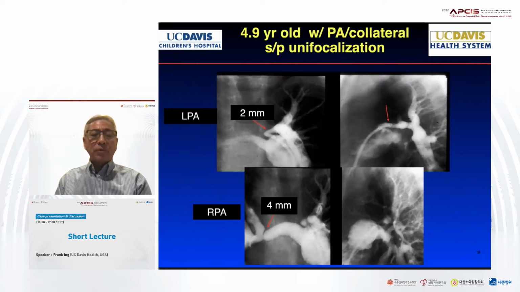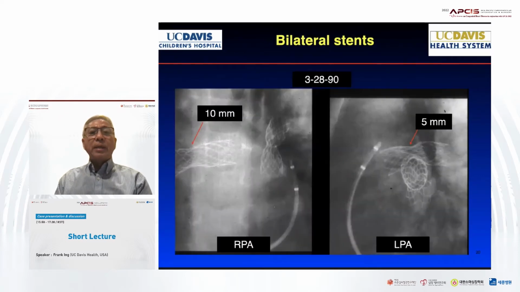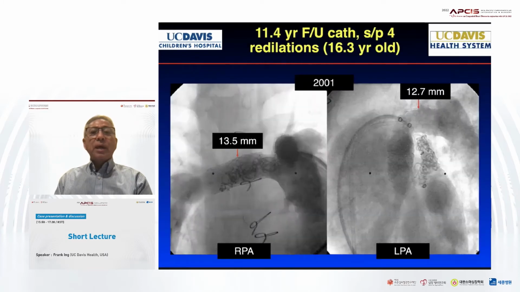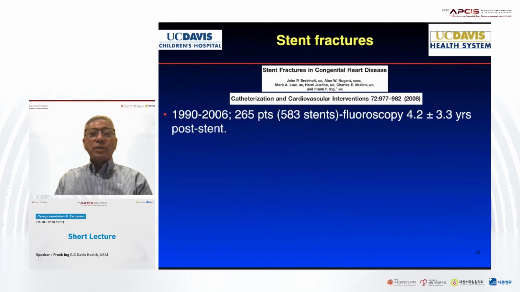You can see these are very tiny vessels, and then bilateral stents were placed, and then eventually got up to 13.5 millimeters on the right, 12.7 on the left. And you can see that you can continue to further dilate them to get them to normal, close to normal size. The stent fracture, we know that's another cause for the need for restenosis.